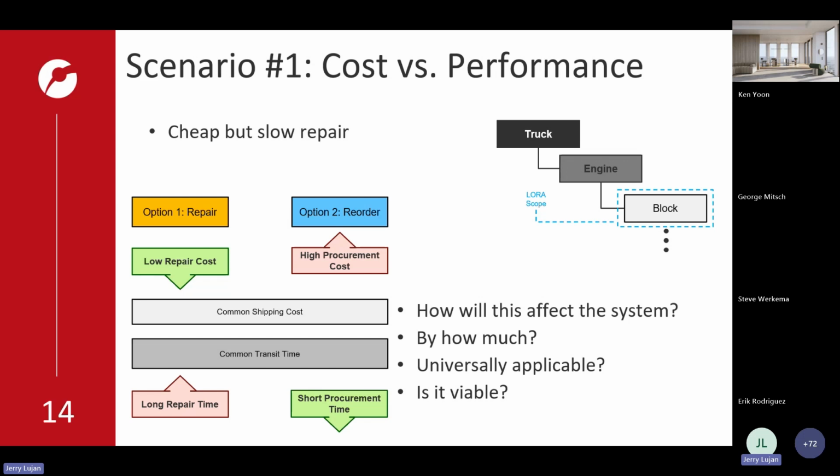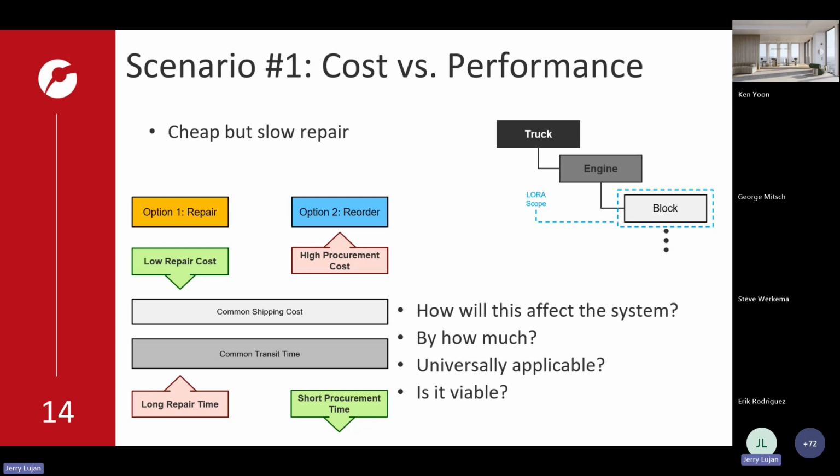So we have two options, right? Repair versus reorder. We have a common shipping cost and, let's say, a common transit time, at least in as much as it's close enough. Of course, repair has a lower overall cost, but it takes a long time, maybe a month, maybe two months, whatever it may be. On the other side, the reorder has a higher procurement cost, a lot more expensive to buy that block, but the procurement time is a lot quicker than the block can be repaired.